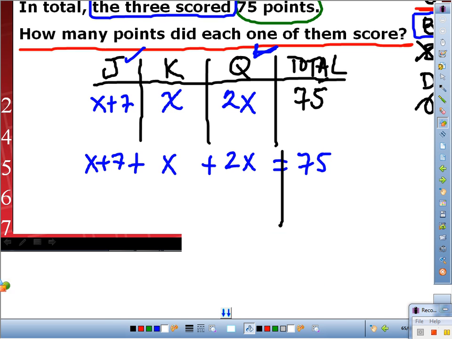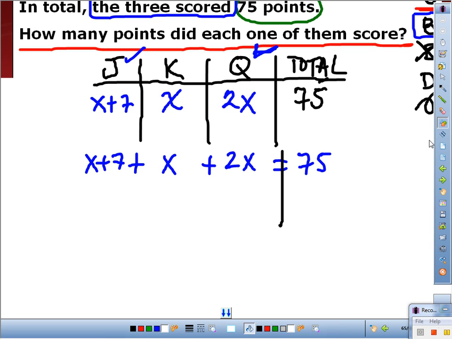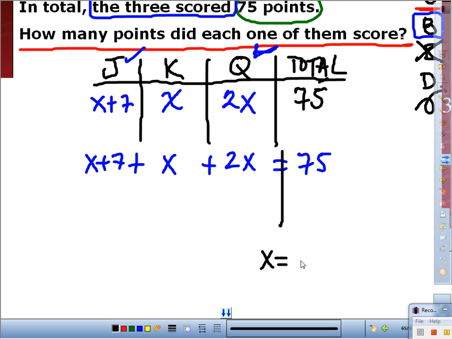First of all, what is the solution for X, Abraham? Solution for X, yes. X equals 17. Are we there so far? Are we done? We need to answer the question. How many points did each of them score? Who has a statement for me?